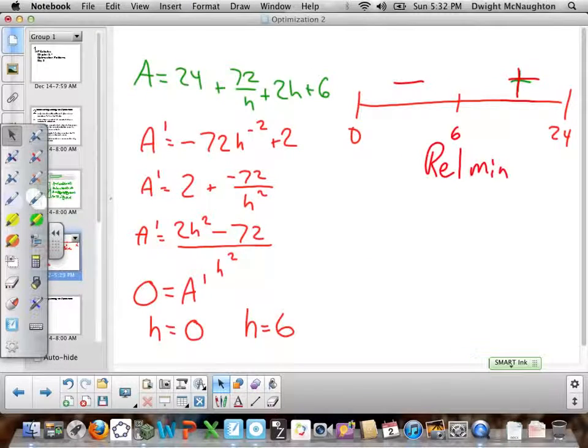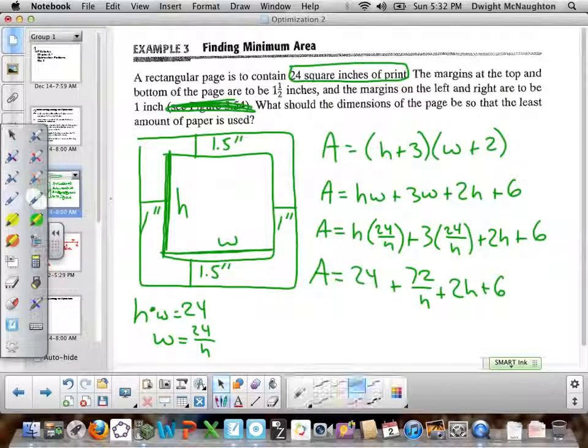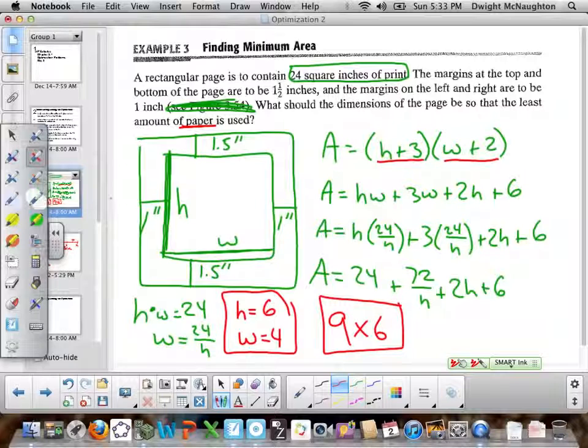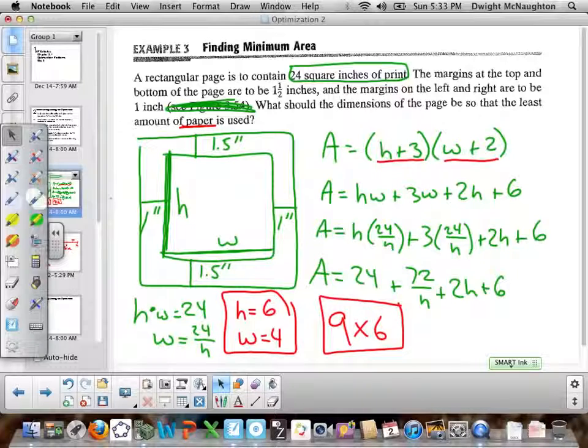If we go back to the question, when h is 6, a minimum happens. That means W is 4, but we're looking for the dimensions of the paper. So if we look at the paper, it needs to be h plus 3, which is 9, by W plus 2, which is 6. So the least amount of paper they can use is 9 by 6, which will give you 54 square inches of paper.